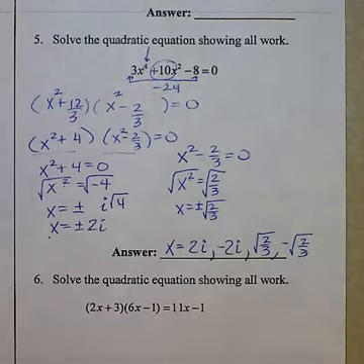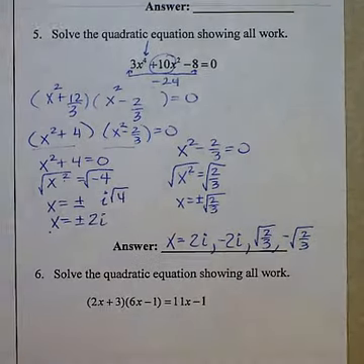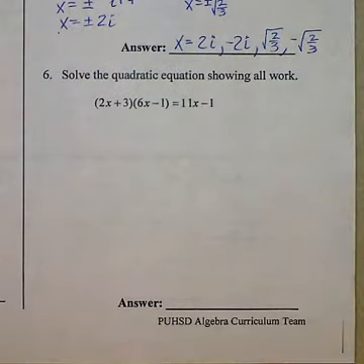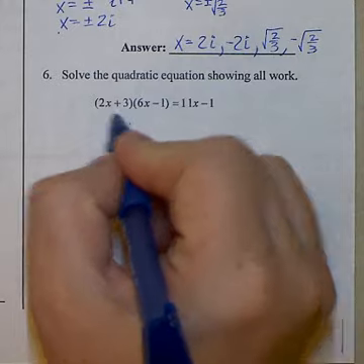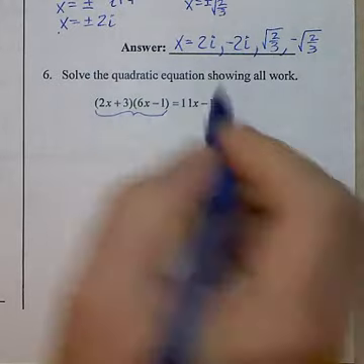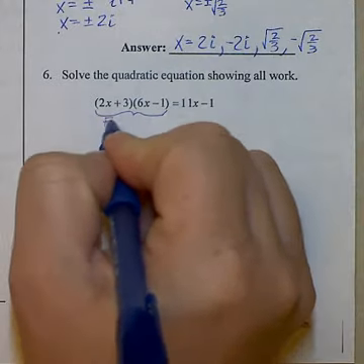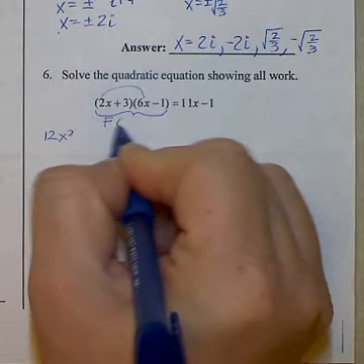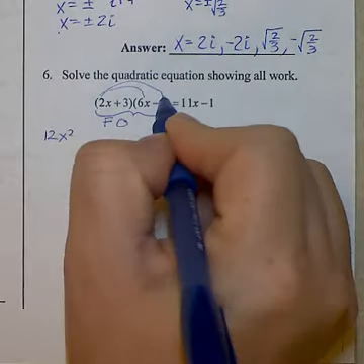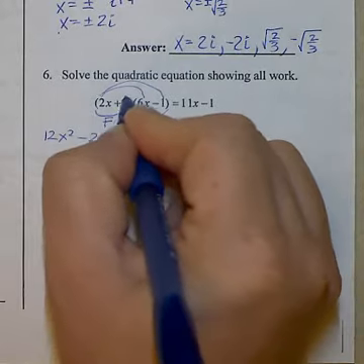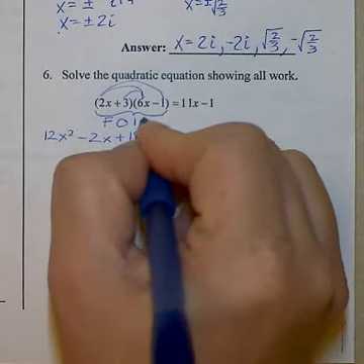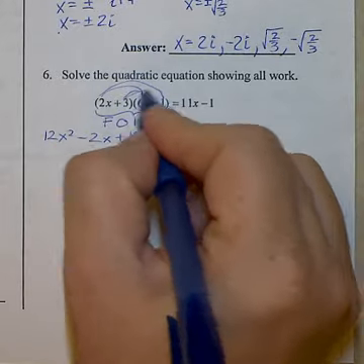Moving on to number 6. Same directions. We're going to solve for x. So I'm going to start by foiling this portion. If you've forgotten what FOIL means, it means multiply the fronts. O means multiply the outsides. I is multiply the insides. And L is multiply the last terms, or the final terms there.